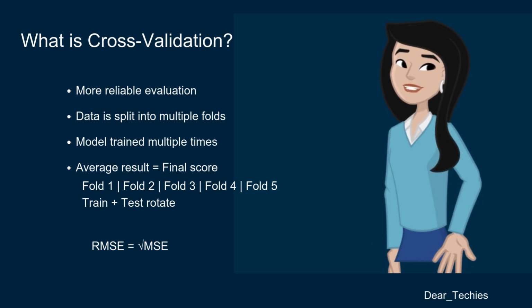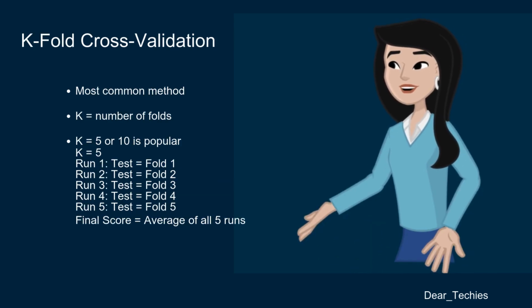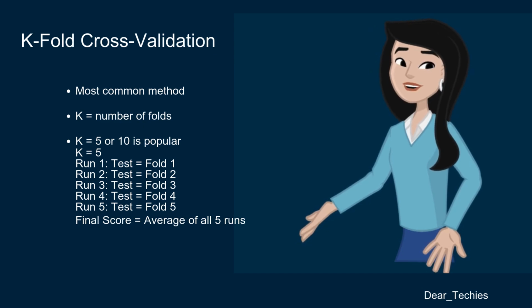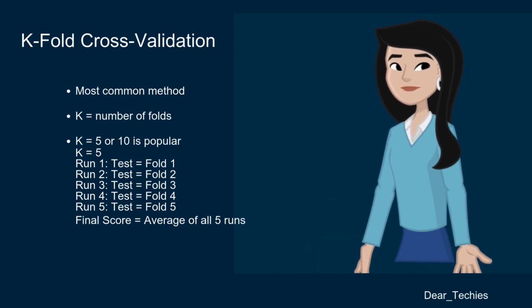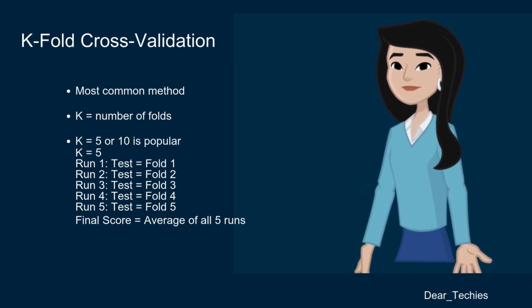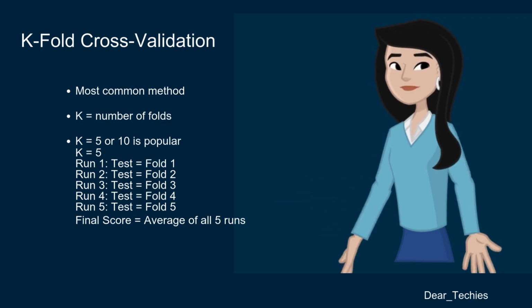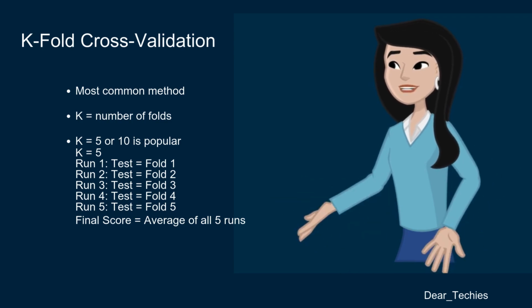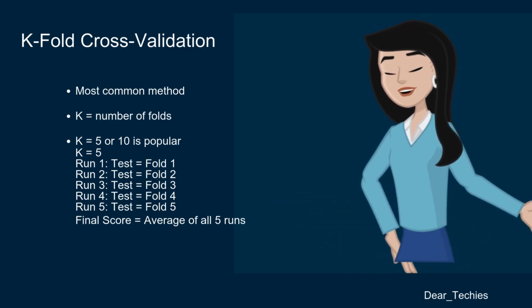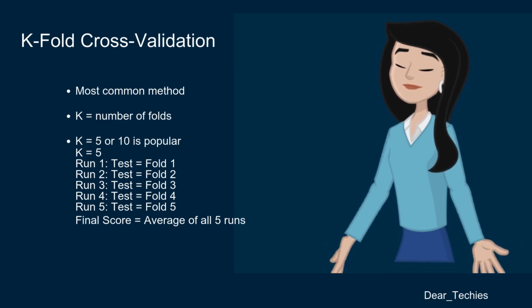K-fold cross-validation is the most popular form. If K equals 5, the dataset is divided into 5 equal parts. Each part gets a turn as the test set. This ensures every data point is tested exactly once. At the end, we average the results from all 5 runs to get the final accuracy. This is much more reliable than a single split.